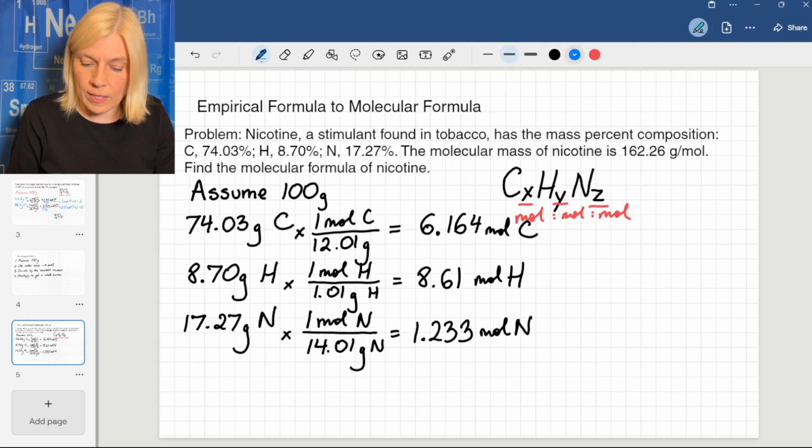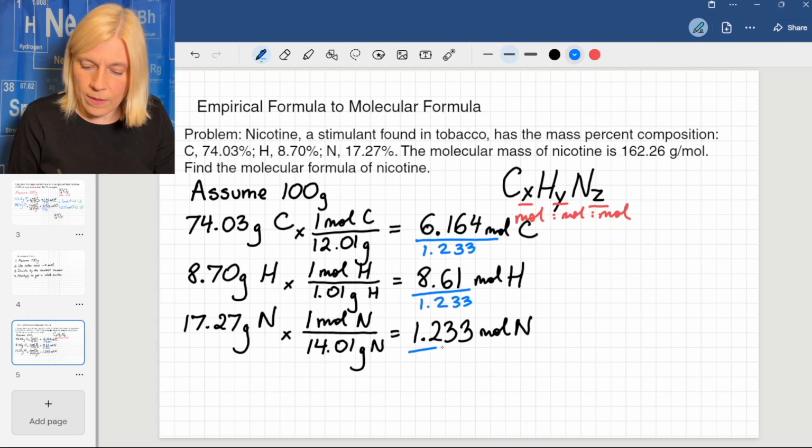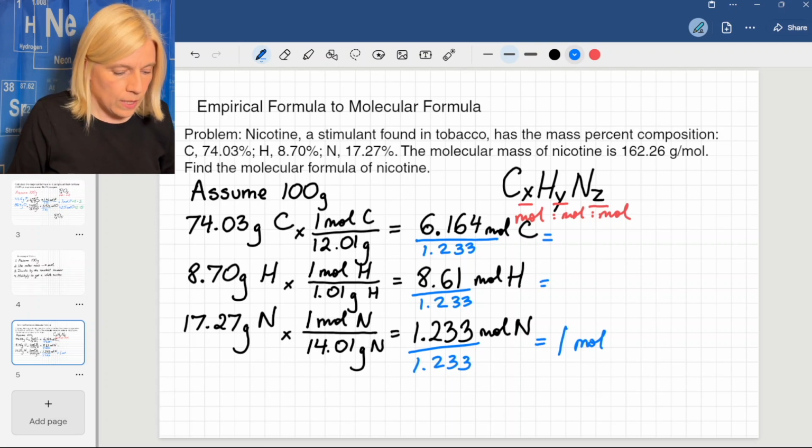So the next step is we are going to divide by the smallest number. Let's do that. And the smallest number is 1.233. So we're dividing everything by 1.233. Divide this by 1.233. Divide this one by 1.233. Well, nitrogen will be easy, 1 mole of nitrogen.